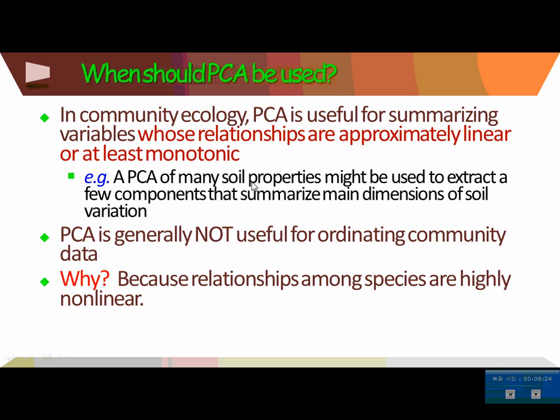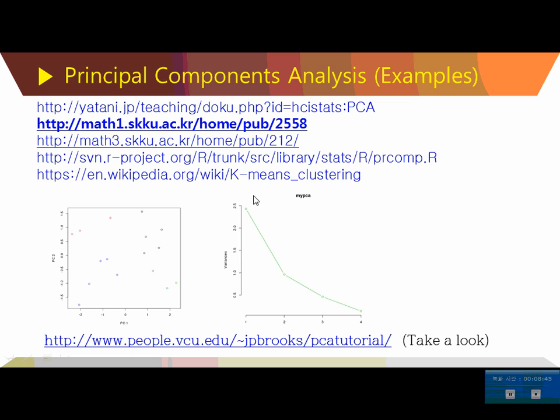Here, for example, PCA of many soil properties might be used to extract a few components that summarize the main dimensions of soil variation. Okay. So this PCA can be used in this case, with these data, and may not be for all. Here and here are second examples of PCA, and this data comes from these web addresses, and we did have a practice to draw these data, and let's see.